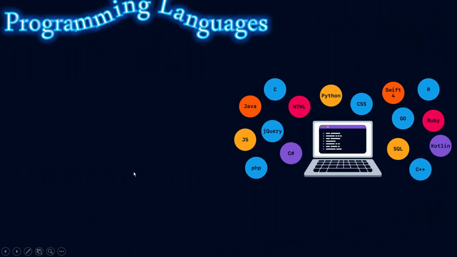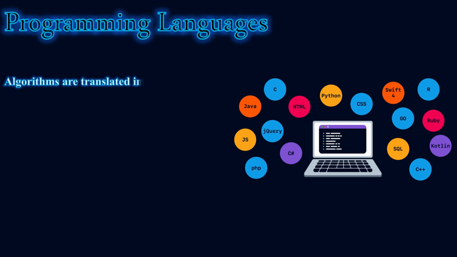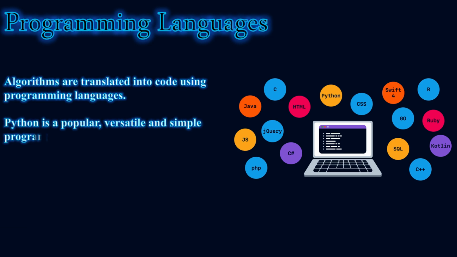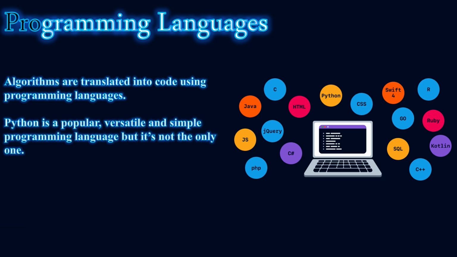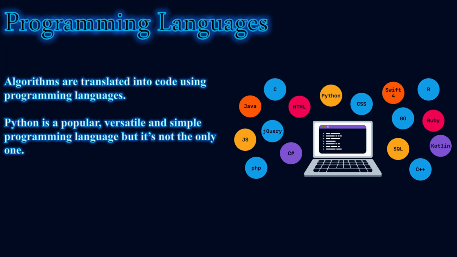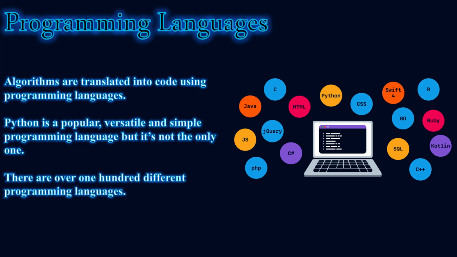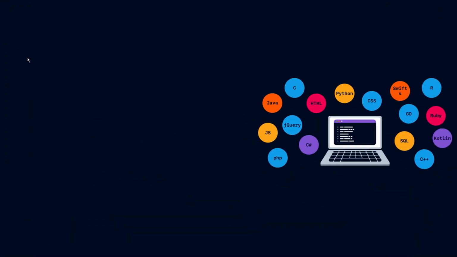So the next topic is programming languages. Algorithms are translated into code using programming languages. Python is a popular, versatile, and simple programming language, but it's not the only one. There are over 100 different programming languages. As you can see, the names of some of them here: PHP, C#, JS, jQuery, Java, C, HTML, Python, CSS, Go, SQL, C++, Kotlin, Ruby, and tons of other programming languages.